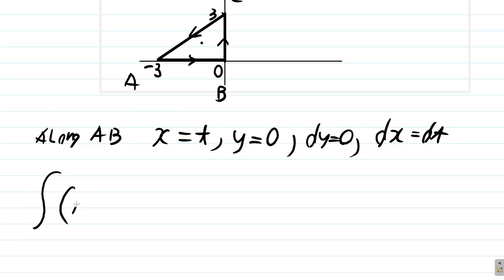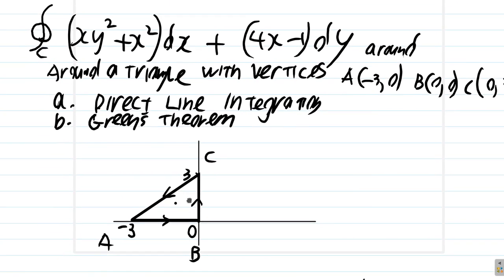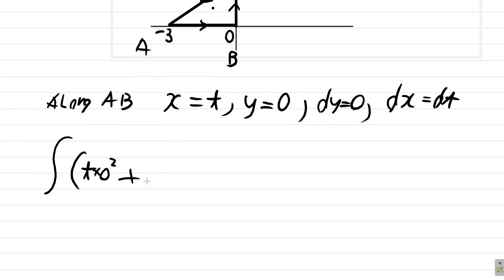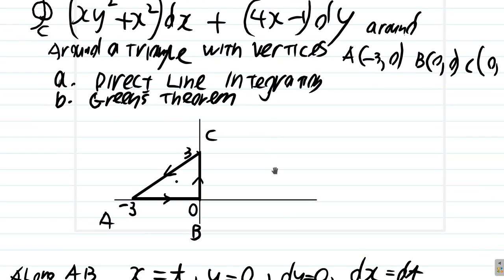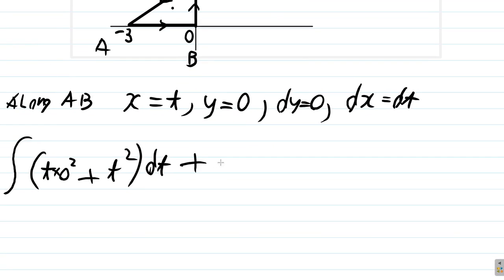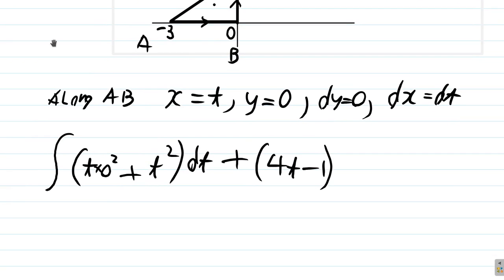So you have x, which is t, y squared, which is 0 squared, so t times 0 squared, plus x squared, but we want t squared, we're writing everything in terms of t and dt. Then after that, we have dx, but dx is dt, so this is dt, alright? Plus 4x minus 1, so it's plus 4t minus 1, and then dy. But what is dy? dy is 0.